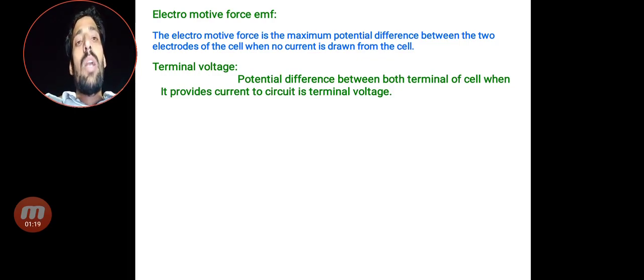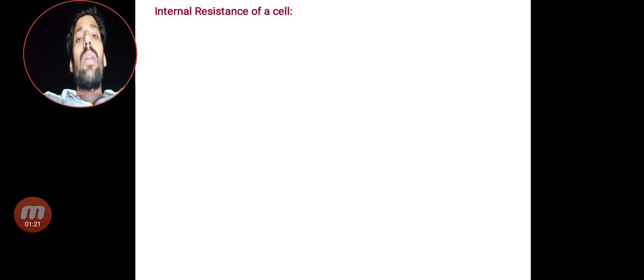The third term is internal resistance of the cell. As we know, what is potential? Potential is a type of energy, and the energy of any cell is constant. If it isn't working, then the energy will be maximum, and if it works, then the energy will be slightly lower. How? Because of internal resistance.